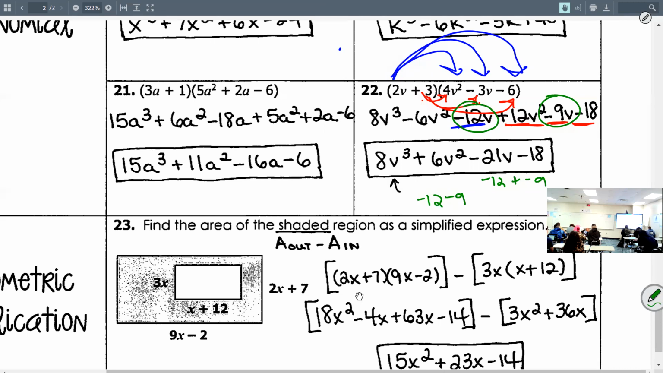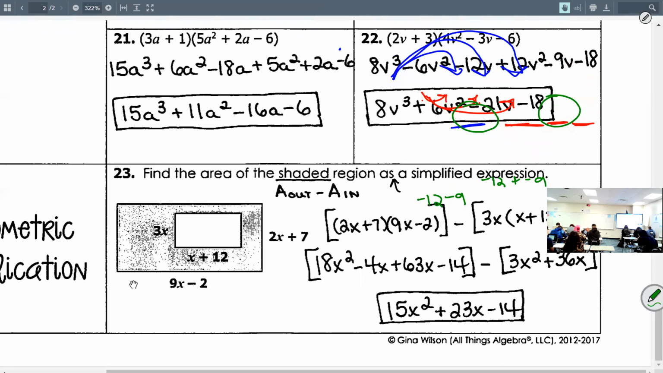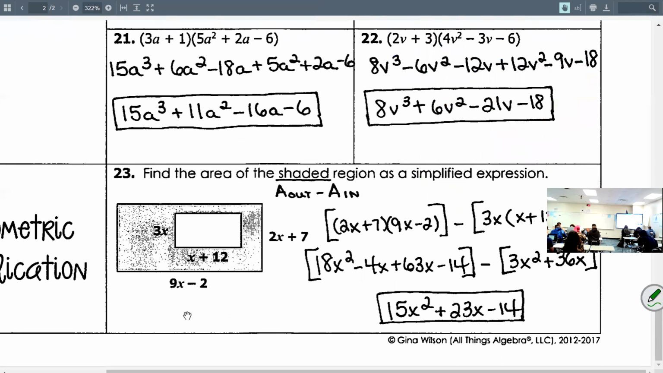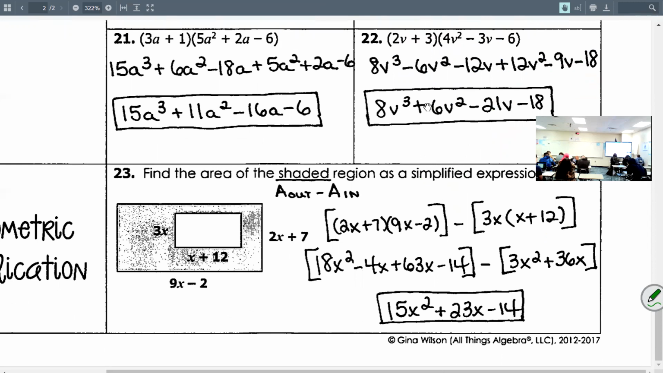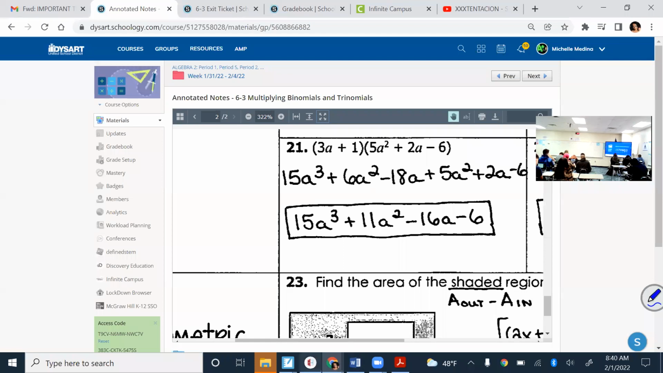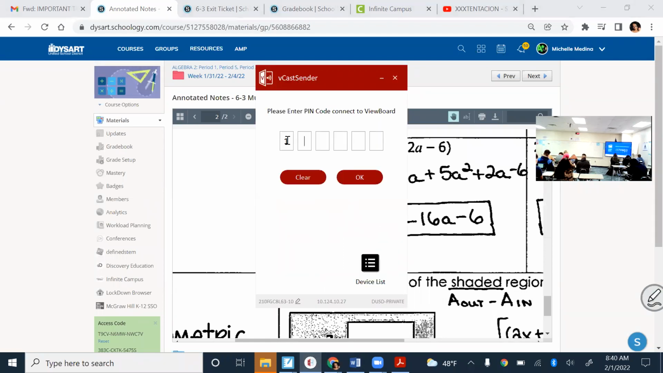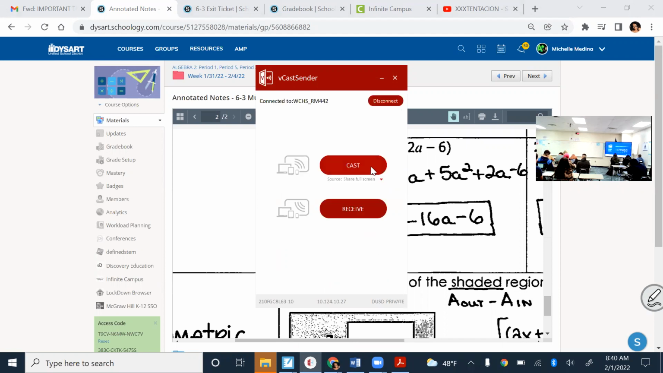All right, great. These geometric applications, I'll just kind of show you. They're not this complex on your test. I will say, they don't say find the area of the shaded region, but you do need to find the area of a rectangle. So what's the formula for area of a rectangle? Length times width. Sorry, let me get the screen back up. But yes, length times width, or base times height, whatever your preference.